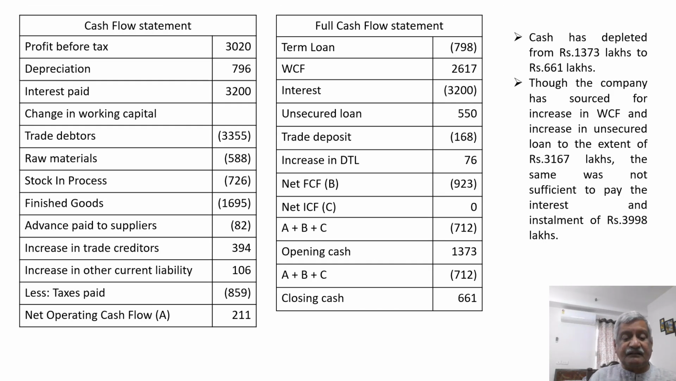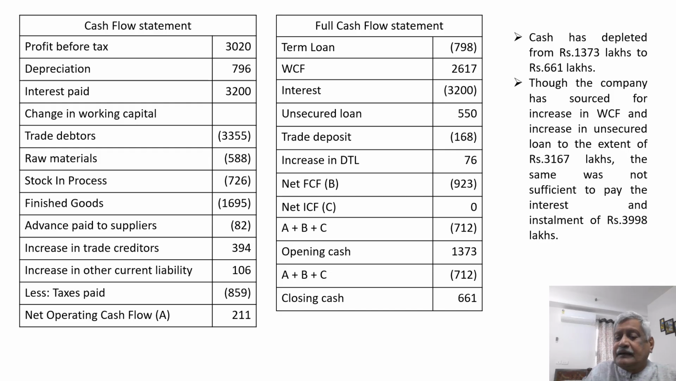We have already taken the first table, which shows the net operating cash flow. The second one shows the cash flow statement for financing activity as well as the investment activity. Now, when you look at the term loan, 798 is repaid. So there is a cash outflow from financing activity. The working capital finance has increased, which means a cash inflow to the extent of 2617 had taken place.